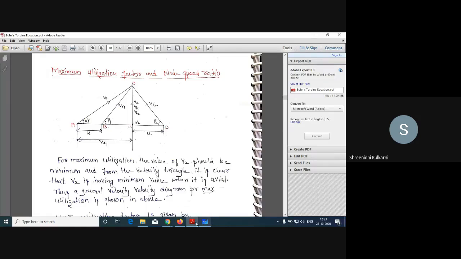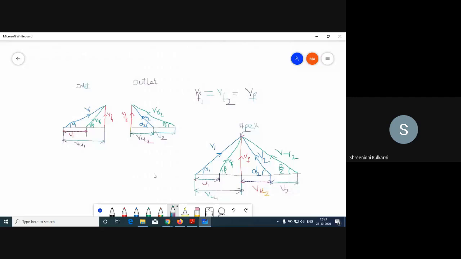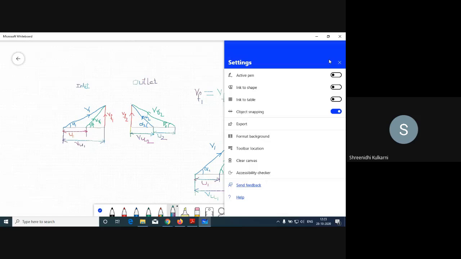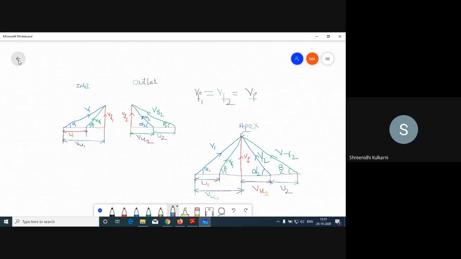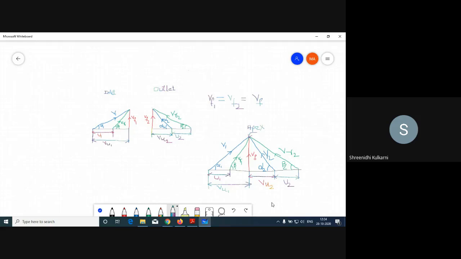Another one is, we can use one more, the common base. So next I am going to show how to draw the velocity triangle by using the common base. Okay, I think this is visible, right?